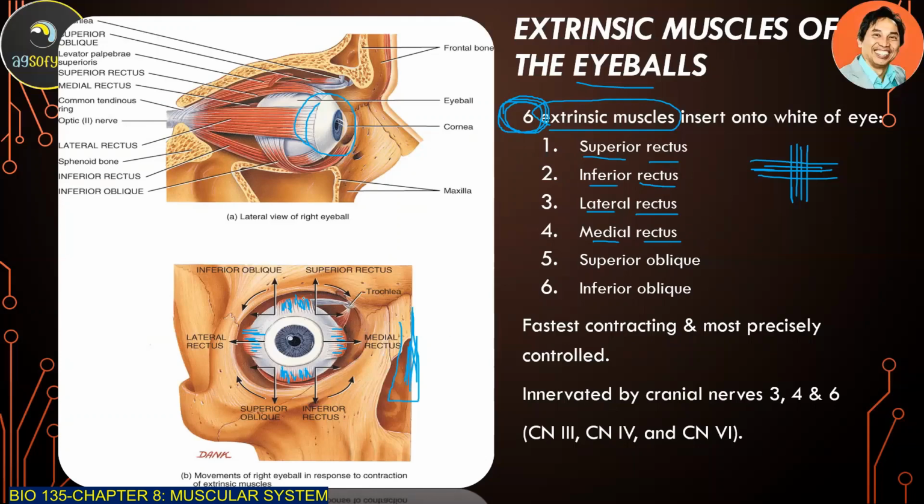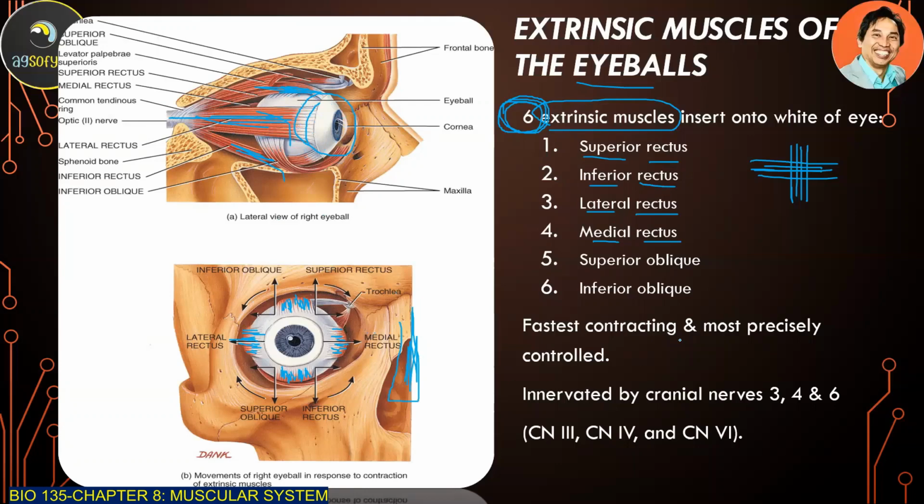Superior rectus, you can see on the top over here. Inferior rectus is going to be here at the bottom. Lateral rectus is going to be this one, and this one over here. And the medial rectus will be here. In the top picture over here, you will not see it because it's covered by these eyeballs.